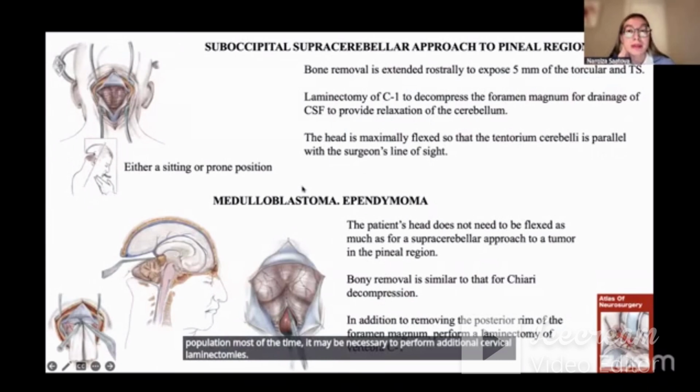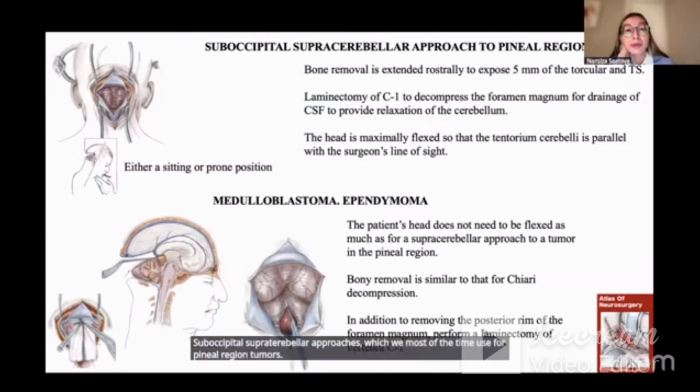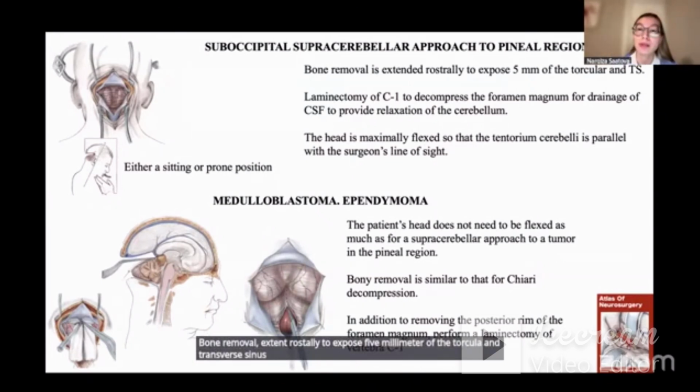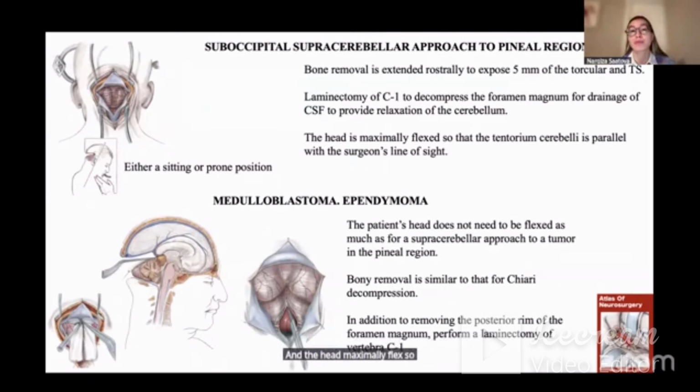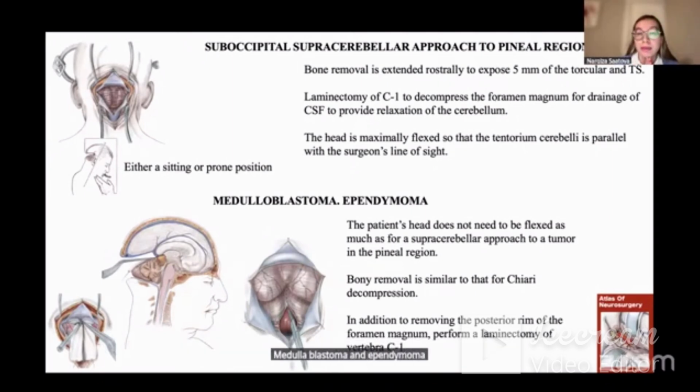Suboccipital supracerebellar approaches, which we most of the time use for pineal region tumors: bone removal extends rostrally to expose 5 millimeters of the torcular and transverse sinus, with laminectomy of C1, and the head maximally flexed so that the tentorium cerebelli is parallel with the surgical line of sight. For medulloblastoma and ependymoma, the patient's head should not be flexed as for the supracerebellar approach.